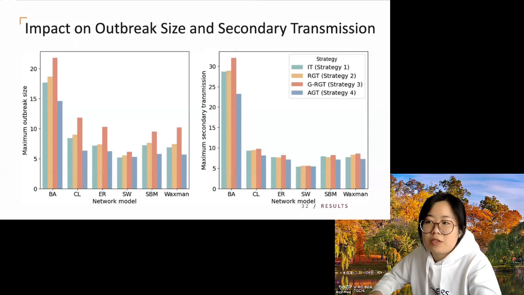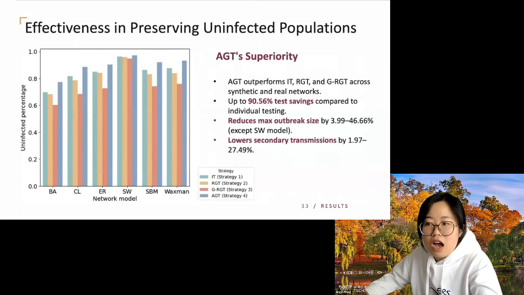As we can see from the charts, our strategy representing the blue bars yields the best performance across all synthetic network models. Here we have the all-infected percentage charted against different network models. The higher the values, the better the strategy performs in saving susceptible individuals from infection. Still, our method colored in blue shows the best performance here.